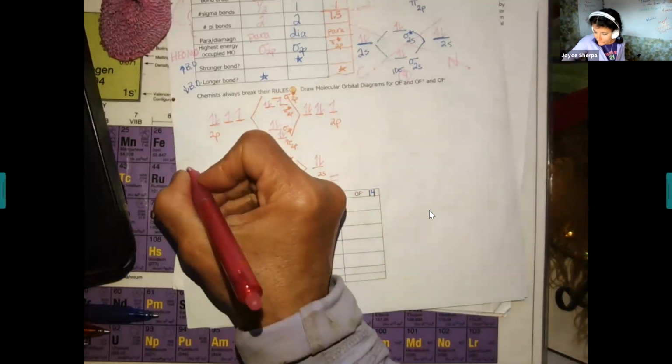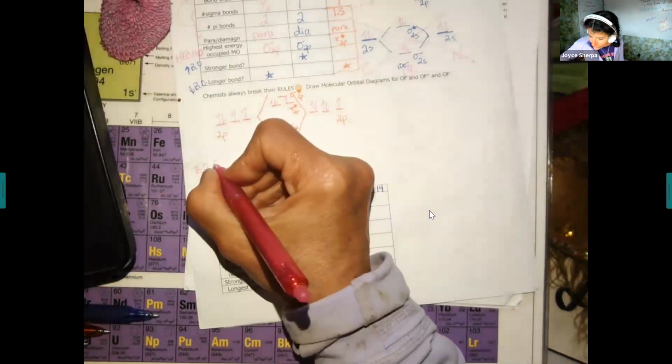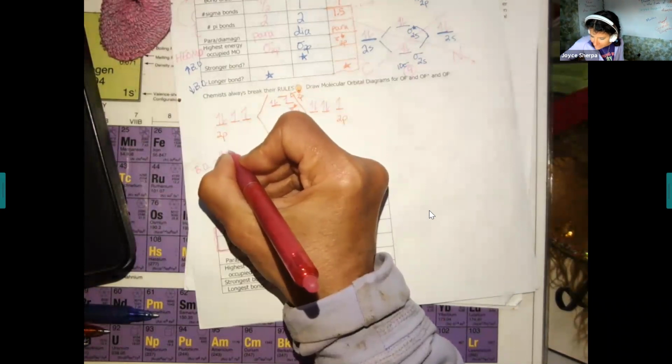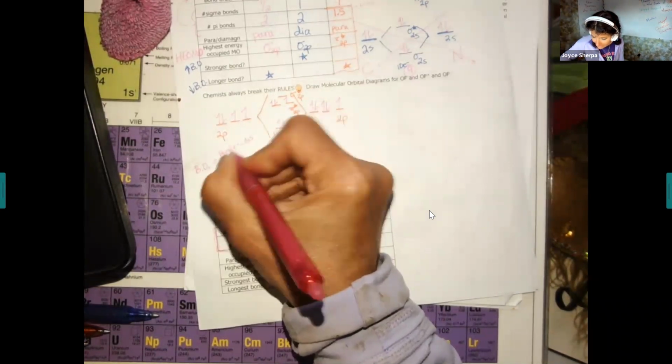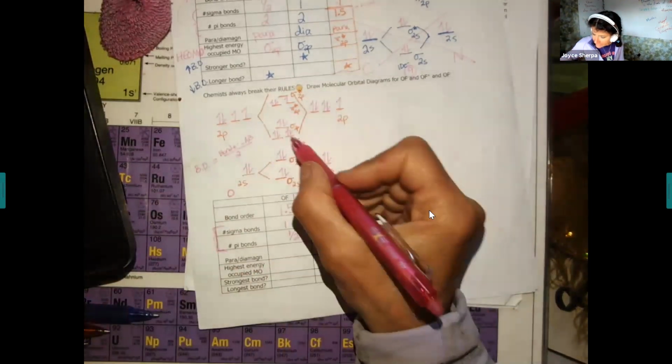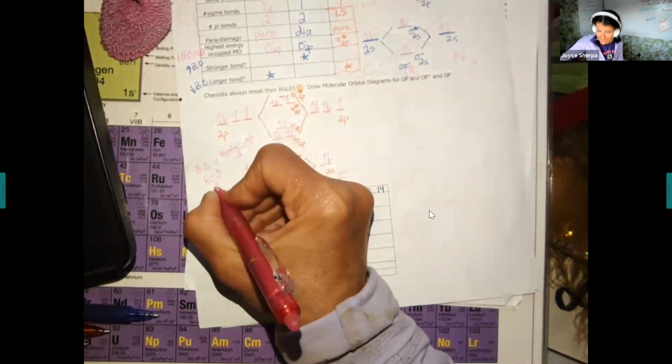You can also do that: bond order equals bonding electrons minus anti-bonding electrons, divided by 2, if you want to feel more mathematical. So you have 6 bonding minus 3 anti-bonding, divided by 2. So 6 minus 3 is 3, divided by 2 is 1.5. Or you can just add up your bonds.